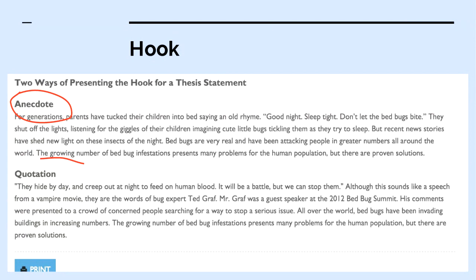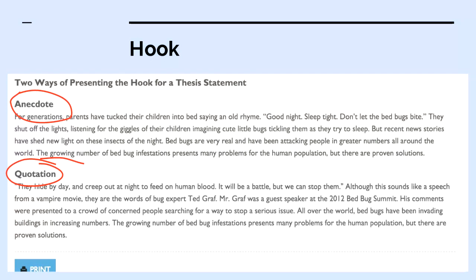And the other thing is a quotation. They hide by day and creep out at night to feed on human blood. It will be a battle, but we can stop them. Although this sounds like a speech from a vampire movie, they are the words of bug expert Ted Graff.